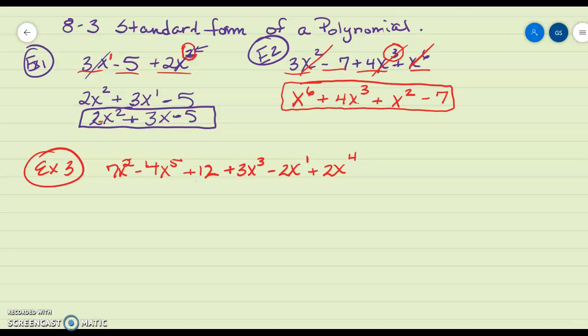Okay, so we're going to put these in order from highest exponent to lowest exponent. So the highest exponent I see here is the 5, which means the term that we're going to write first is negative 4x to the fifth. The second term we're going to write is the 2x to the fourth. Okay, what do you think we're going to write next? All right, hopefully you're thinking the 3x to the third. Then we'd have 7x squared. And then we'd have the constant, 12.